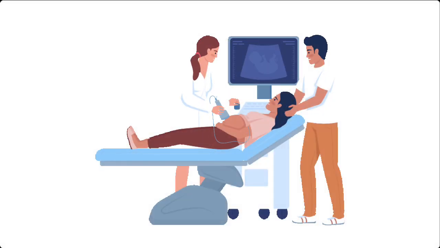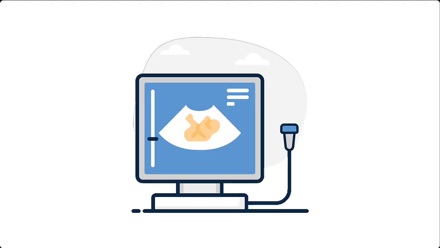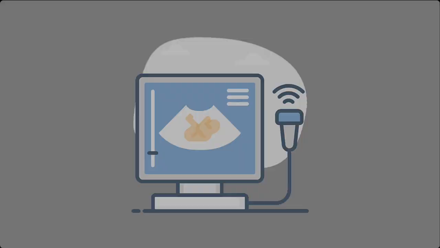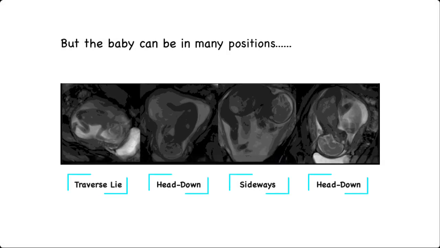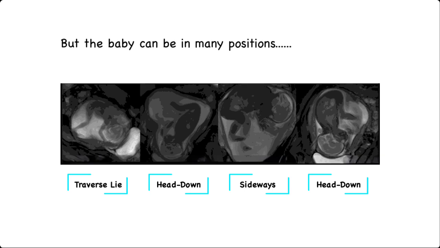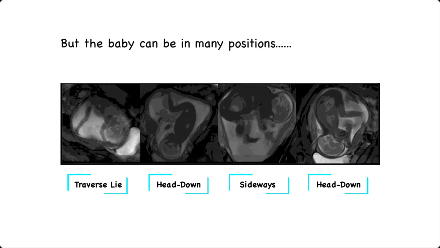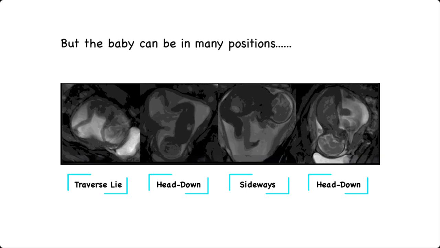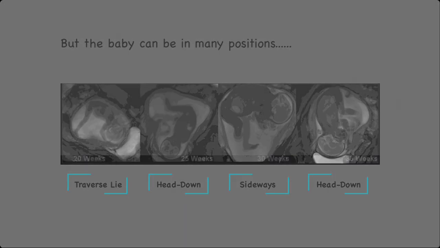Doctors use an ultrasound scan, a device that sends harmless sound waves, to take a real-time look inside the mother's womb. But the baby can be in many positions. Accurately finding the baby's head and the mother's pelvic bone helps make the safest decision.